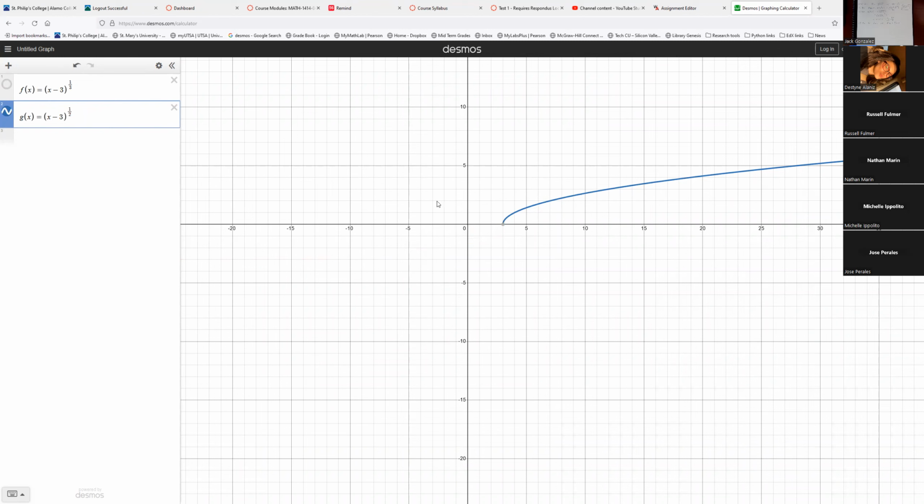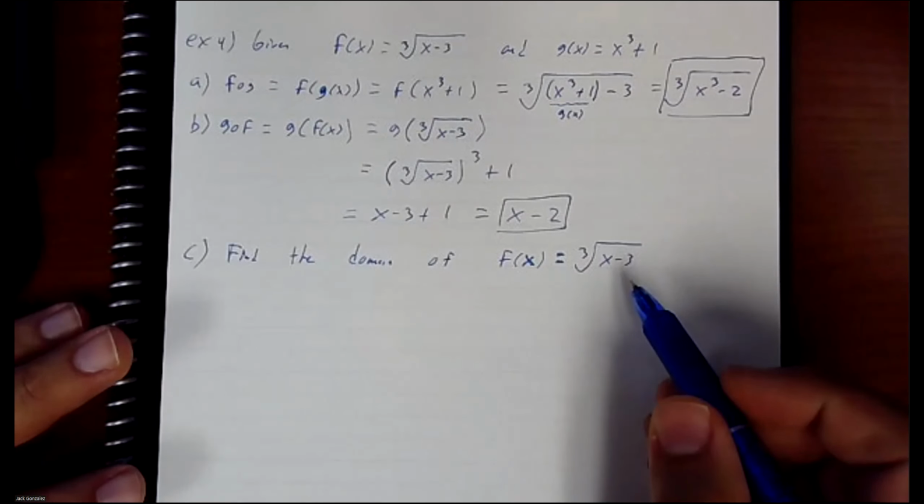As you can see, the square root has to keep the inside positive. So it starts here and keeps going, but the red one goes everywhere. Okay. So the domain is all real numbers.